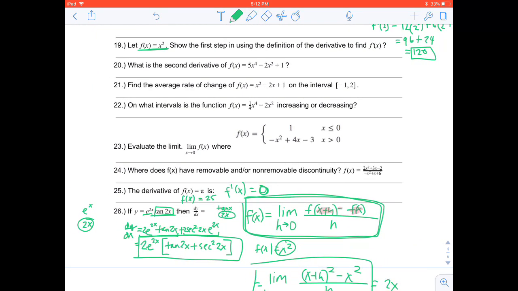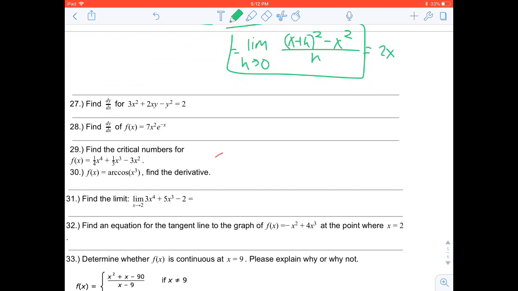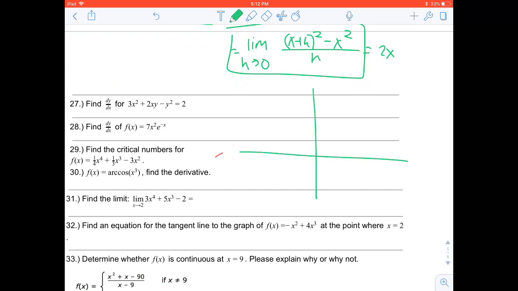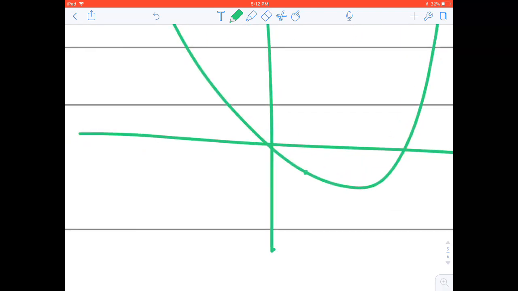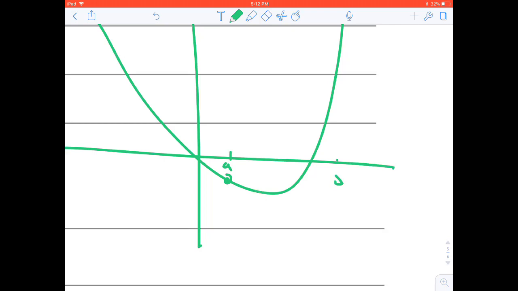21. Find the average rate of change. So this is all kind of connected here. So average rate of change, if you have a function, I'm just going to draw a function here, something like this, and you have a point here, let's say this point is A, and this point is B. Whoa, okay, there we go.